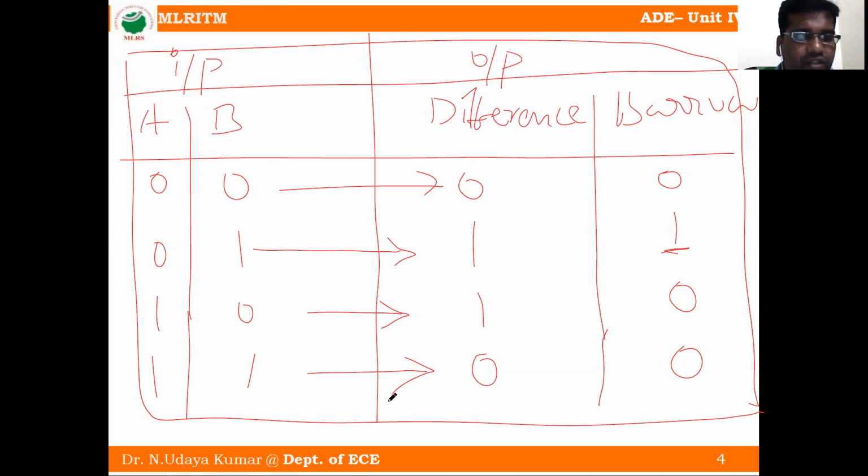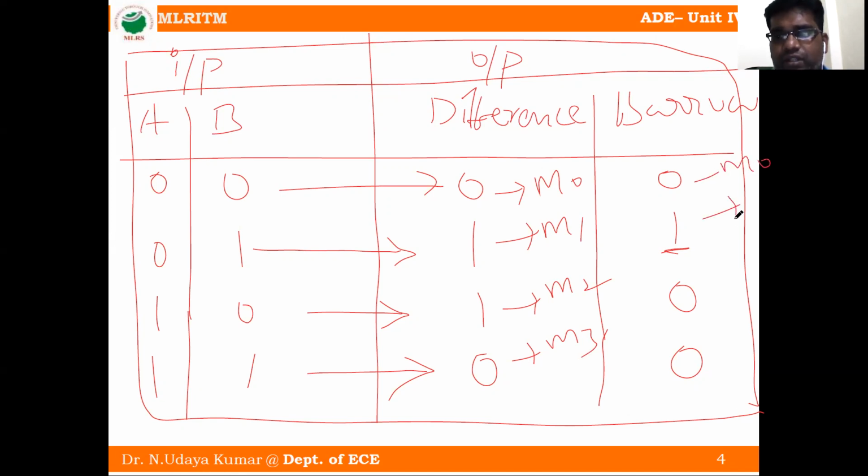Now we will find the difference. So these terms we call M0, M1, M2 and M3. Now we will find the expression for difference. These are also minterms M0, M1, M2 and M3. Okay, now we will find the difference equation.